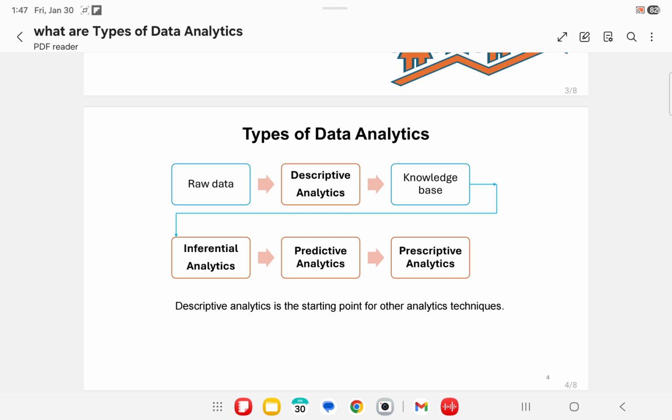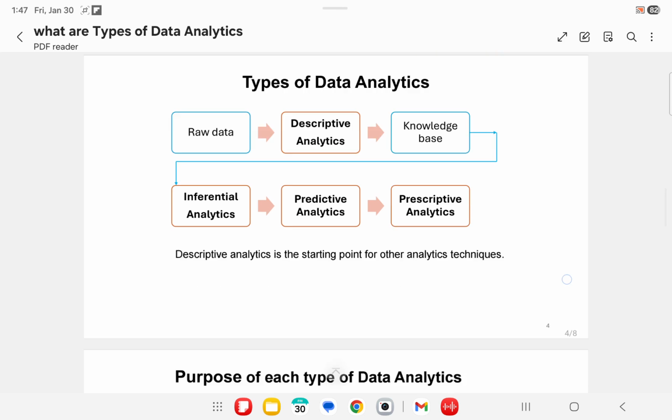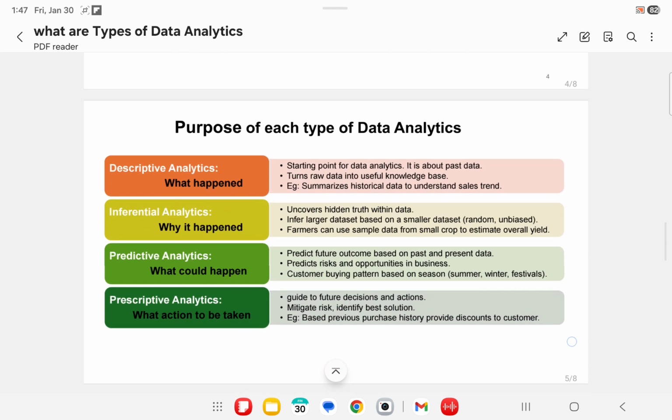Let us understand more about the four types of data analytics. Descriptive analytics is about what happened. Descriptive is about gaining insights into the past to prepare for the future. This turns the raw data into a useful knowledge base. For example, summarizing past data to understand product sales trends.